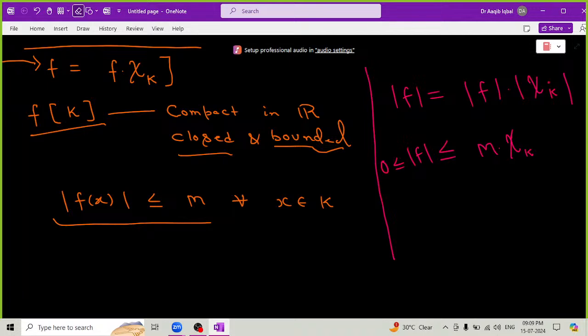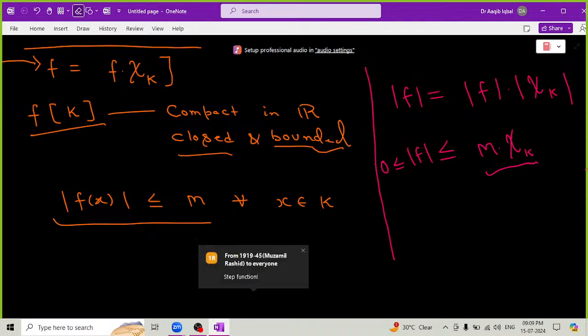So 0 is less than or equal to mod f is less than or equal to m times chi sub k. Now what is m times chi sub k? आप recall करिए, this k it's a set, it's a compact set. So that means you are in a T2 space. Compact sets are closed, and otherwise also this k जो है ना, because it's the support and support is closed, so it's a Borel set. So therefore it's a measurable set.